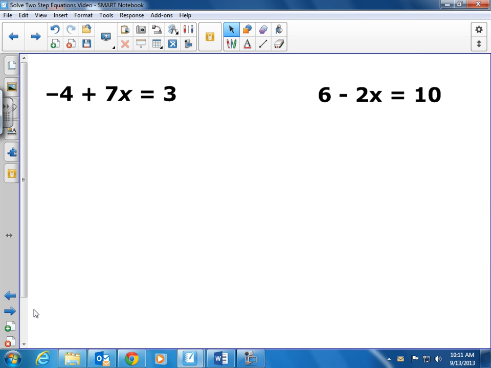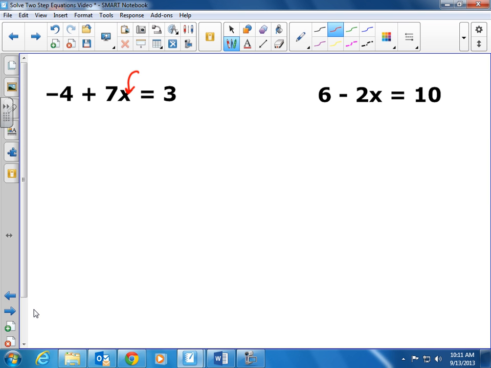-4 plus 7x equals 3. I want you to ask yourself every single time, where is my variable? What am I solving for? I'm wanting to solve for x. Remember, my goal is to get x by itself. The variable always wants to be by itself. So we've got to move everything else over that is around the x.